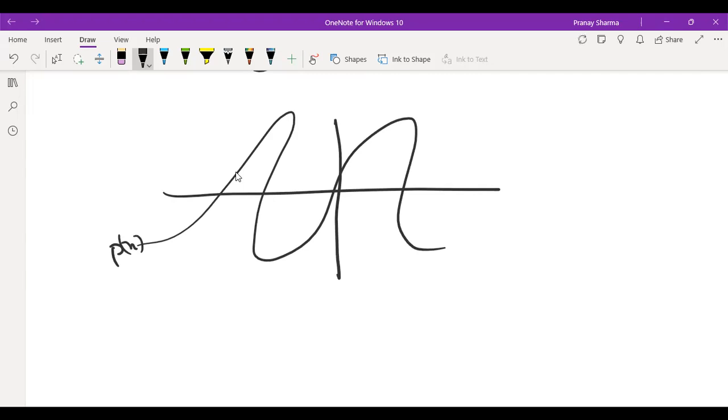And they're asking you to calculate the number of zeros. So wherever this graph touches the x-axis, that particular point or points will be the zeros of this particular p of x. So we have 1, 2, 3, and 4 zeros.